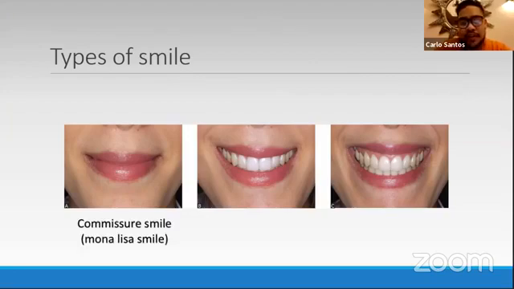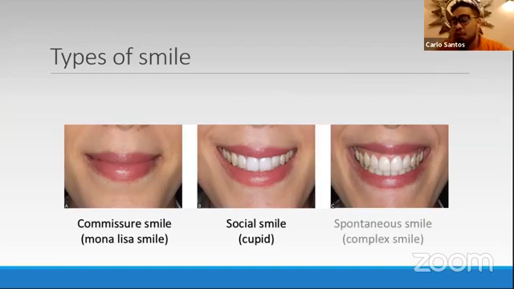First, where the teeth don't show, is your commissure or your Mona Lisa smile. Like Mona Lisa, it's a smile without teeth. Next is the usual smile that we do, the most common smile when we take selfies, pictures, videos. This is the practiced smile, or social smile, or Cupid smile.